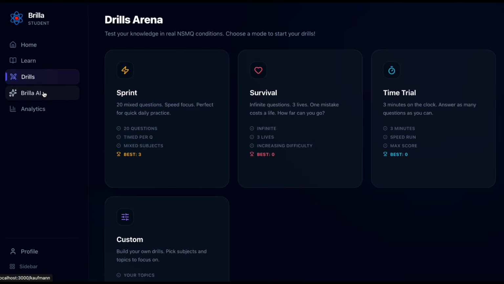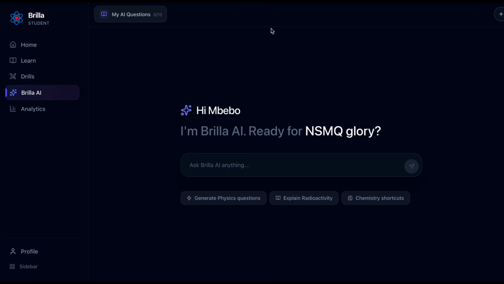So I'm going to go to the last feature, which is the Brilla AI. I'm going to do a separate video on the Brilla AI just because it's so dense and it's such a powerful feature that I want you to know fully what it can do. So expect a different video on the Brilla AI. But just know that it can generate questions for you. It can go into the NSMQ archive and analyze any trend or style of NSMQ question. You can find specific questions. You can say what were the 2025 NSMQ riddles, and you can find them on the spot. So just expect that video and look forward to it.